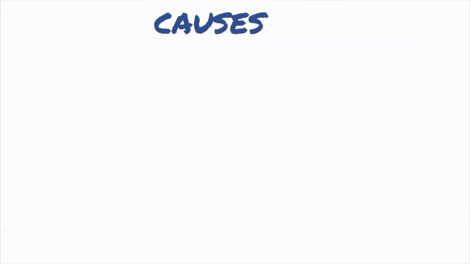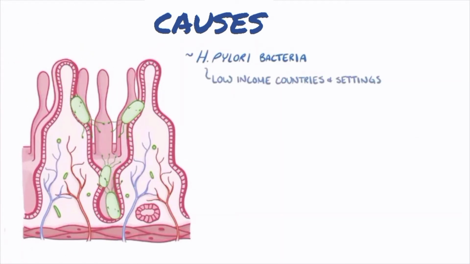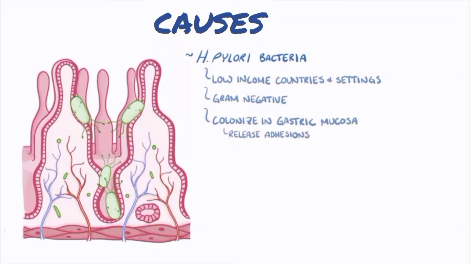The cause of gastric and duodenal ulcers is infection with Helicobacter pylori, also known as H. pylori bacteria, especially in low-income countries and settings. H. pylori bacteria colonize the gastric mucosa and release adhesins that help them adhere to gastric mucous cells, as well as proteases that cause damage to mucosal cells.